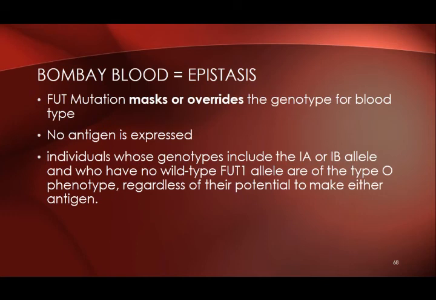It means that in the Bombay blood case, you can see a clear example of epistasis. You have the gene that controls your type A, B, AB, and O, but all of these genes rely on the FUT1, which enables blood to have a type. If you do not have the FUT1 gene working well, you won't even have a type at all. Okay, so individuals with a genotype with the A or B allele would not be able to express it because they don't have the FUT1 gene.